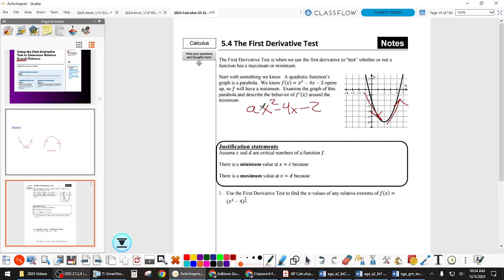So if a is positive, like this one, it opens up, so it has to have a minimum, right? And vice versa. So if it's specifically quadratic, you're good, just probably by doing it that way. But that's why it says something we know.